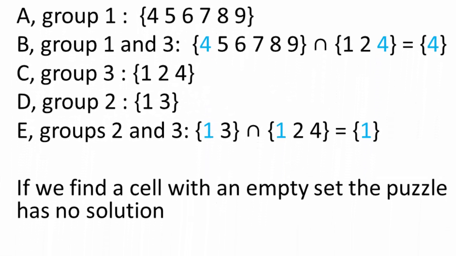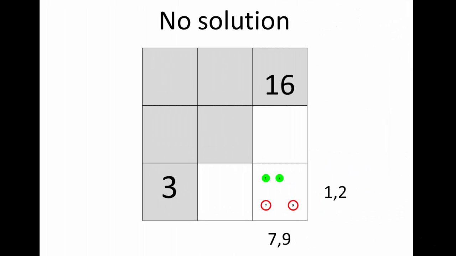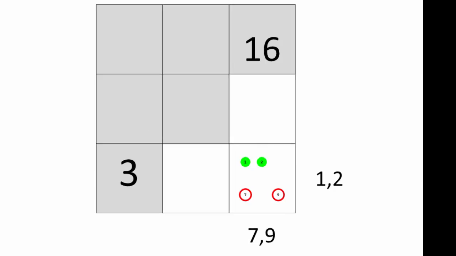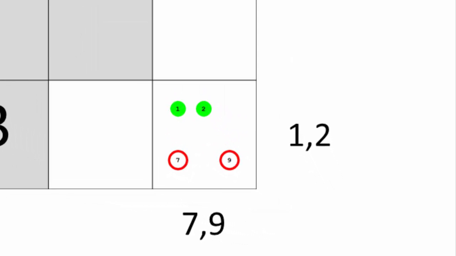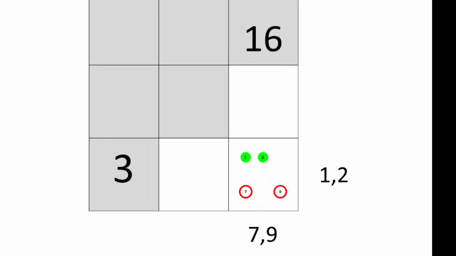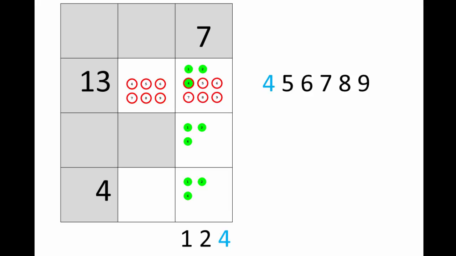If we find a cell with an empty set, that is, with no possible value, then the puzzle has no solution. Here's an example of a puzzle with no solution at all. The two sets 1, 2 and 7, 9 have no common value. We can further reduce the sets by marking the puzzle with single possibility cells and recomputing the new sum and sets for each group they belong to.